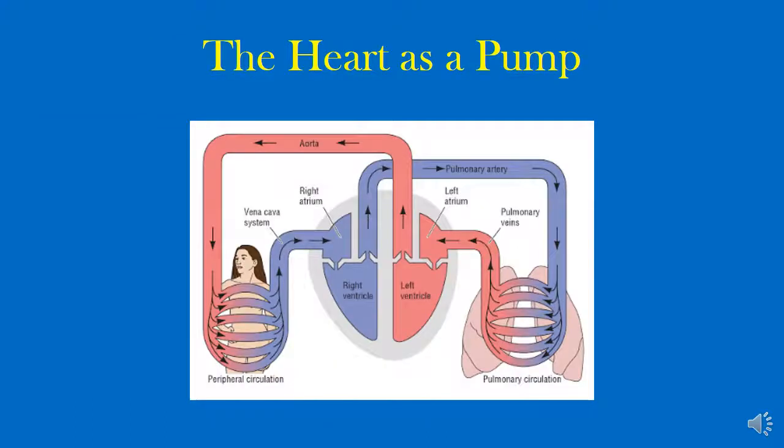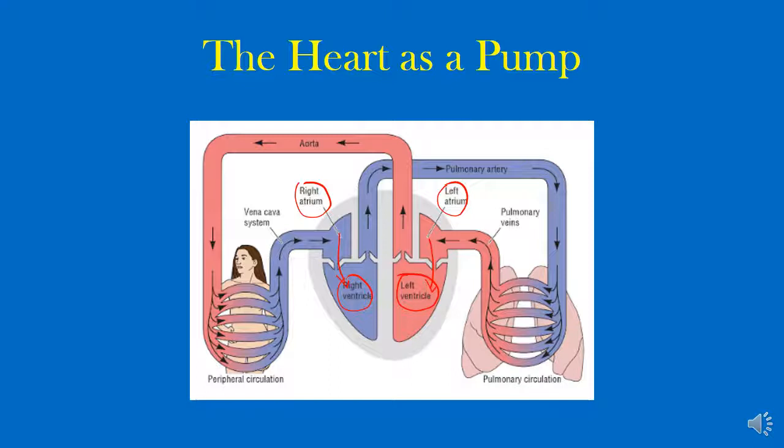We can think of the heart as a pump consisting of four main chambers, two atria and two ventricles. Here we have the right atrium and the left atrium, the right ventricle and the left ventricle. It circulates blood through a closed system. The atria empty into their corresponding ventricles. The right atrium empties into the right ventricle and the left atrium into the left ventricle.